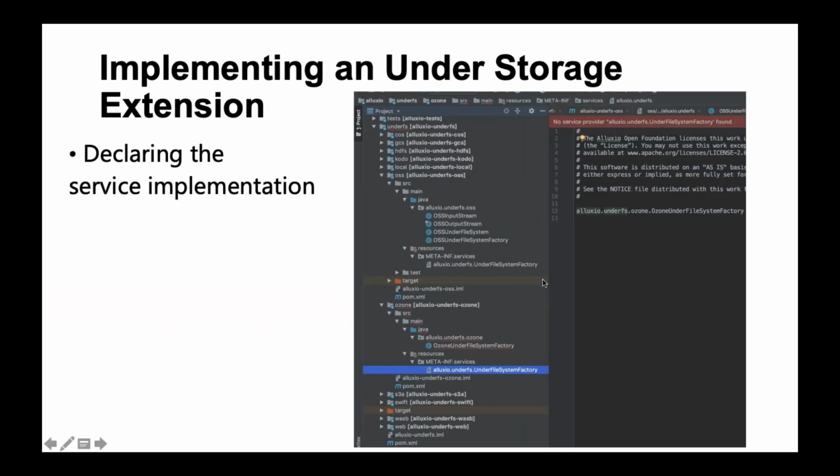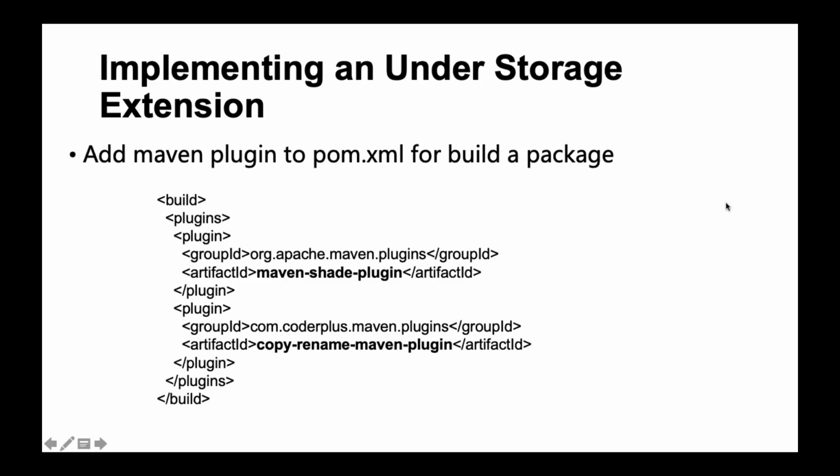And you should create a text file in a specific path and fill in your under file system factory class name there. Here is my Ozone under file system factory. To get a fat jar from Maven package, you also need to add two useful Maven plugins to your module to build an individual jar with dependencies.